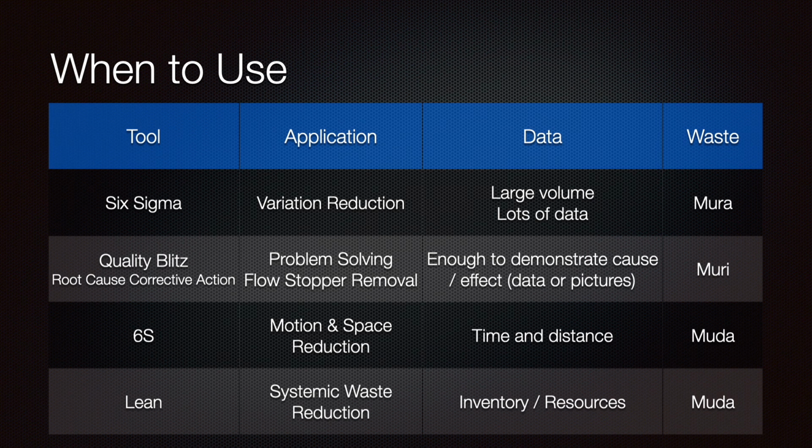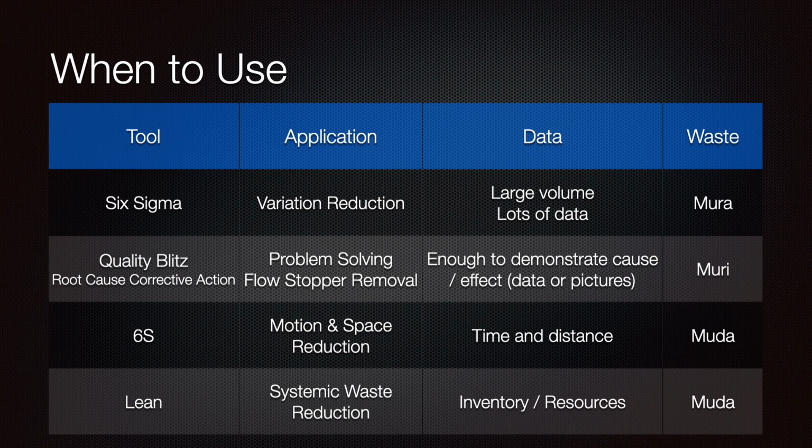So first we'll talk a little bit about Six Sigma. That's particularly useful when you're trying to reduce variation. It's when you have large amounts of volume for products and services. It's when you have a lot of data that it becomes very powerful. And particularly, it's trying to address the waste of Mura, which gets into the inconsistency of processes or unevenness, and trying to reduce that variation.